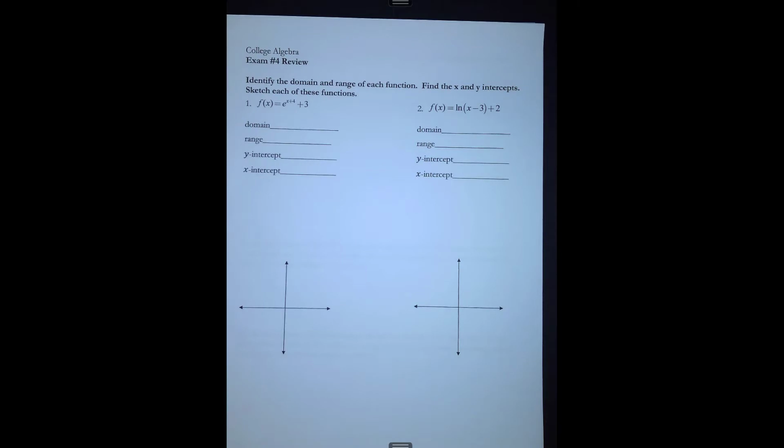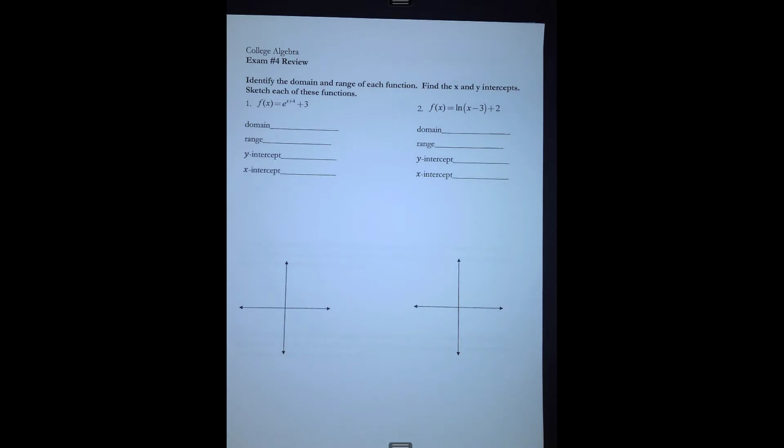We are going to look at our final review for unit number 4. And if we recall, unit 4 was exponential growth, exponential decay, logarithmic functions, solving logarithmic equations, and several different types of word problems. So the first thing we're going to look at was our graphing of our exponential and logarithmic functions. So the first one we have is an exponential function.